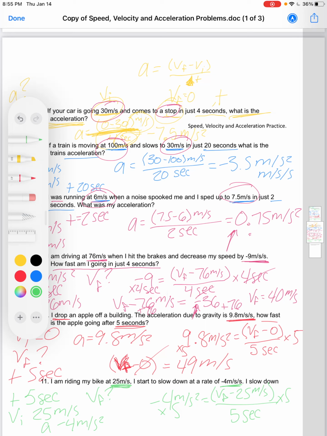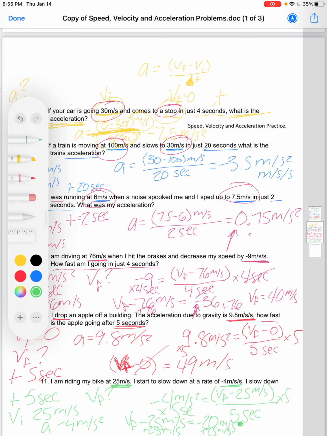So again, multiplying the 5 on both sides. We have velocity final minus 25 meters per second equals, I'm just moving it to the right side because that's how I like to do things. Squared. And then I just add, oh wait, I multiplied by seconds, so that's actually going to get rid of that square. Sorry about that. Plus 25 meters per second on both sides.